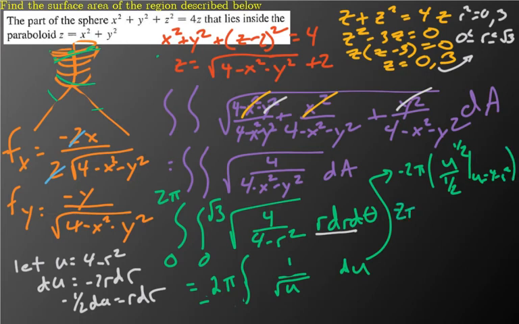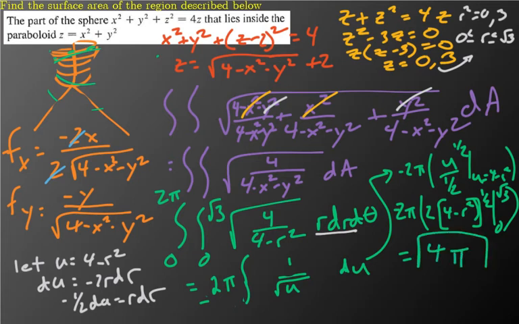And then we're going to plug in u equals 4 minus r squared. So you get minus 2 pi times 2 times 4 minus r squared to the 1/2, evaluated from now 0 to root 3. And it's all fairly straightforward stuff from here. I'm going to let you finish that on your own if you want to see how it all works, but you should get 4 pi.